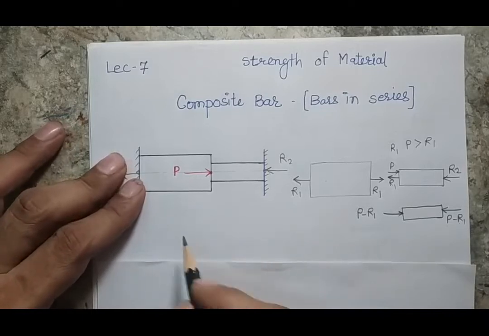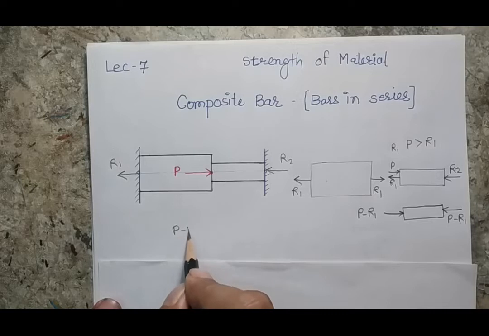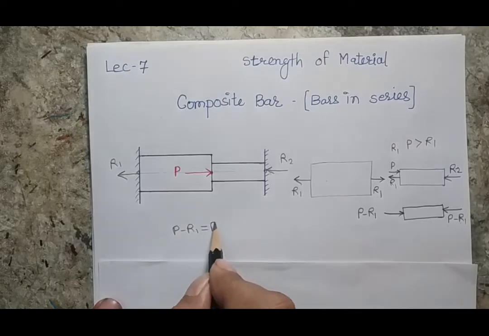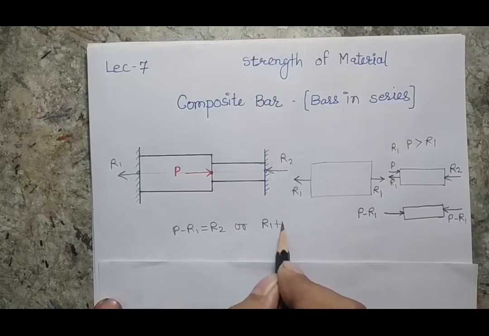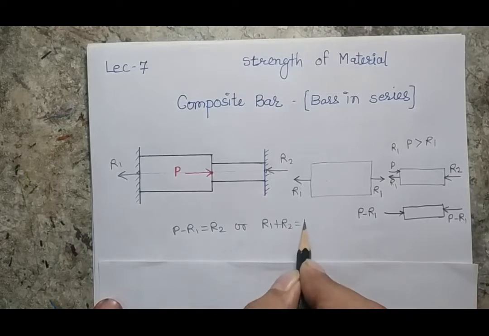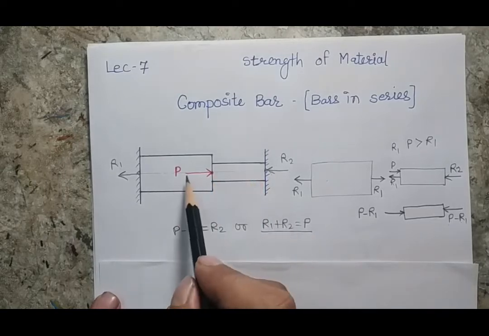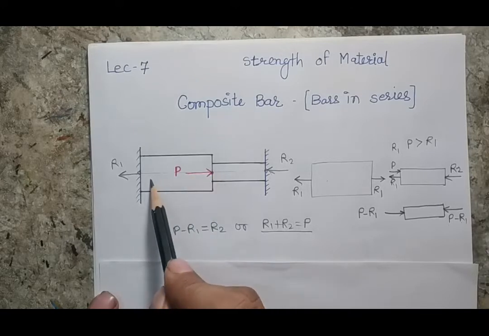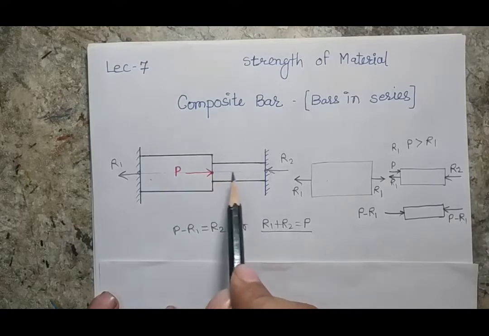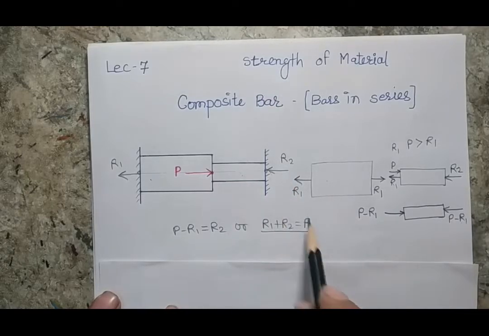So I will get one equation for this system, which says that P minus R1 will be equal to R2, or R1 plus R2 will be equal to P. If I carefully see my system, when I apply a certain force here, some portion of this force will go to this bar and some portion will go to the second bar. So my total force will be distributed among the two bars, so P should be equal to R1 plus R2.